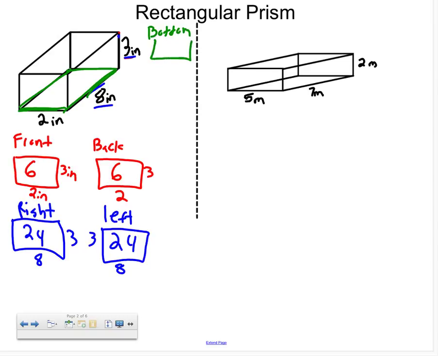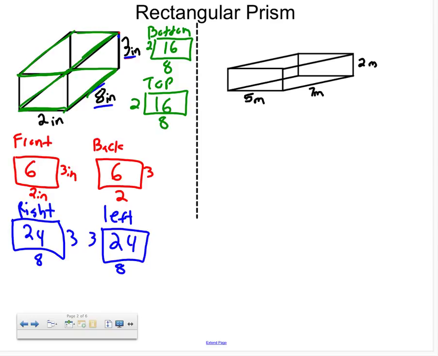is 2 by 8, which makes its area 16. If I look at the top, it is also 2 by 8. So 2 by 8, which also makes it 16.